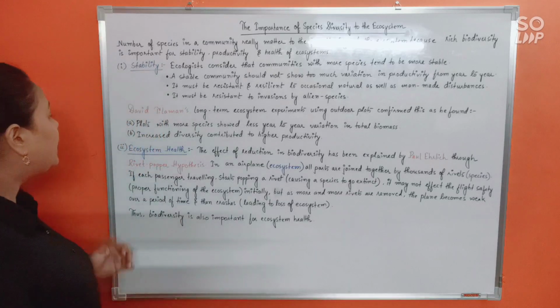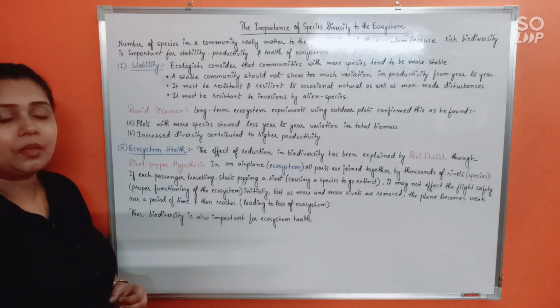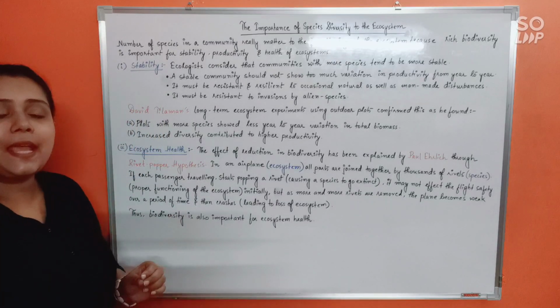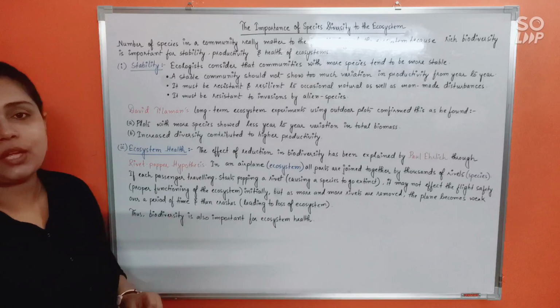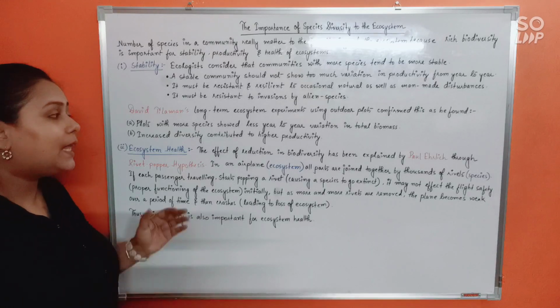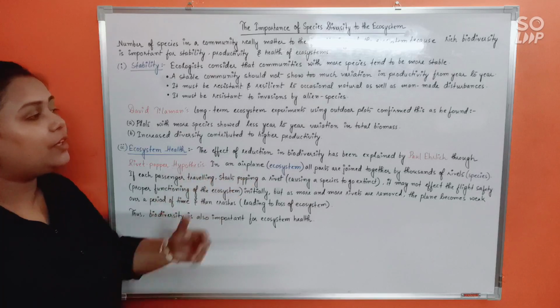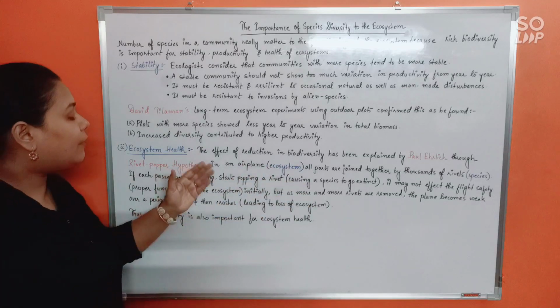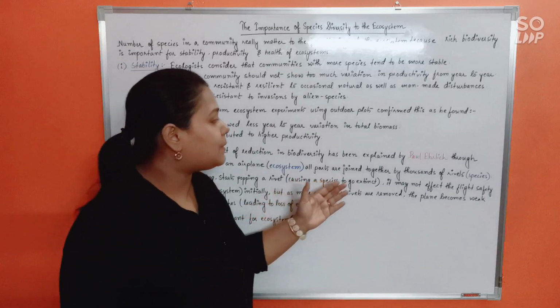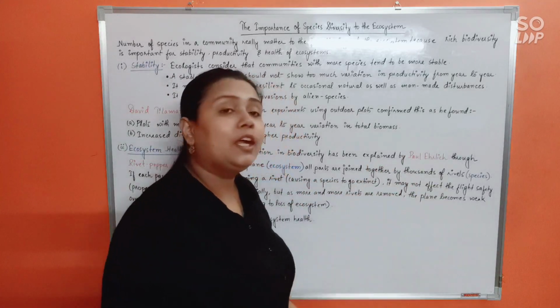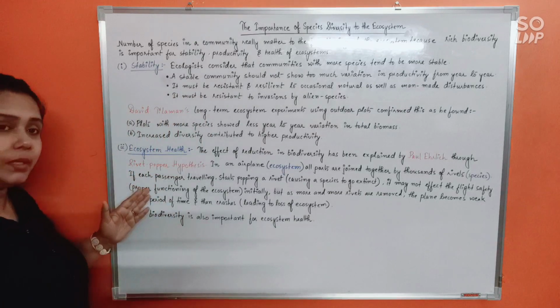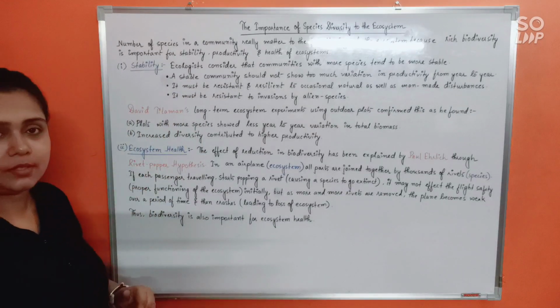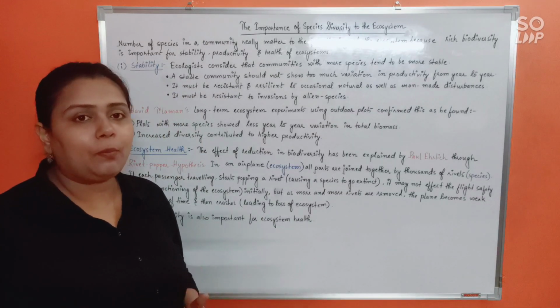Now the next one is ecosystem health. Whether an ecosystem is healthier when there is more biodiversity present in it or not has also been explained by another ecologist, Paul Ehrlich. The effect of reduction in biodiversity has been explained by Paul Ehrlich through his very famous Rivet-Popper hypothesis. Now, what is the Rivet-Popper hypothesis?